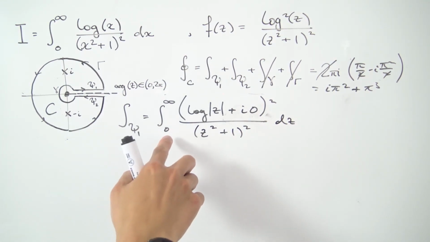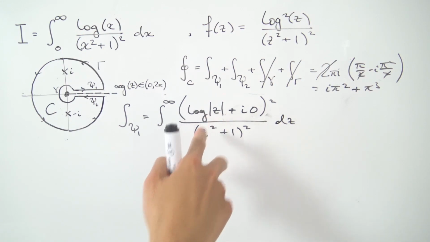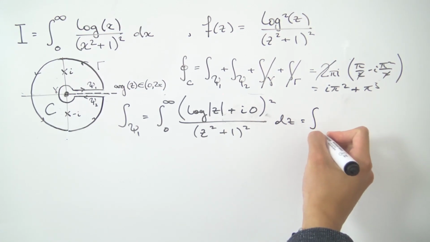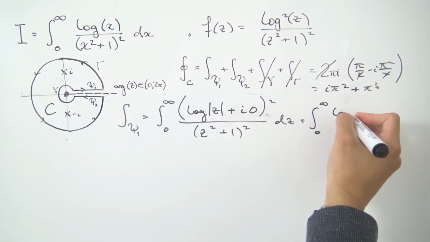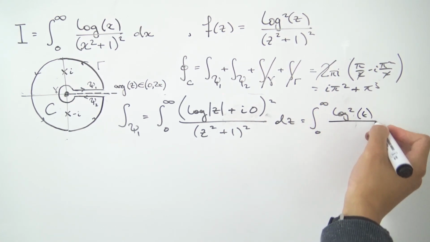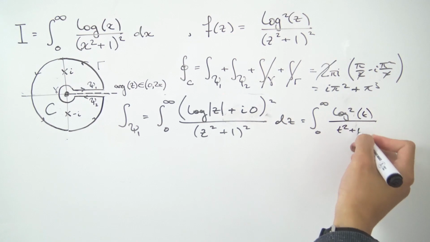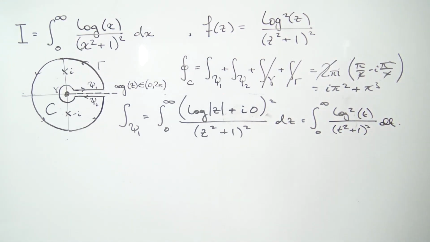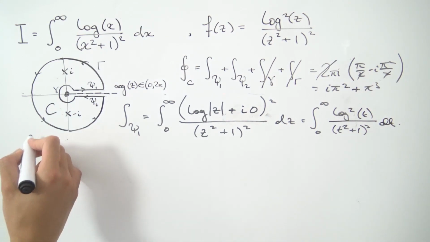So notice on the interval 0 to infinity, the absolute value is always positive, so we can just ignore it. This leaves us with the integral from 0 to infinity of log squared of, let's choose a new variable, say t, divided by t squared plus 1, the whole thing squared, dt. Okay, that's psi1.